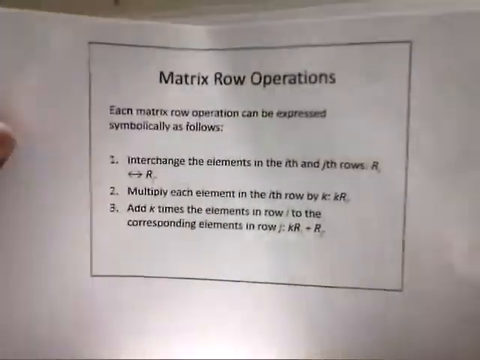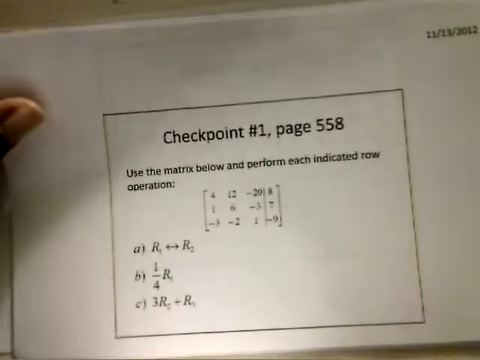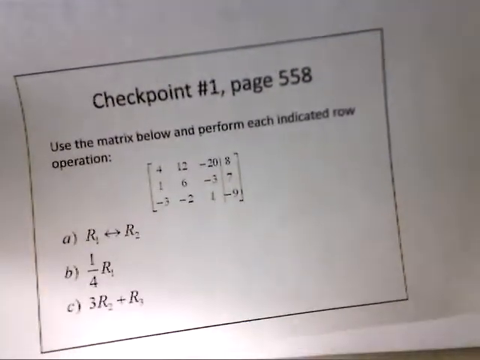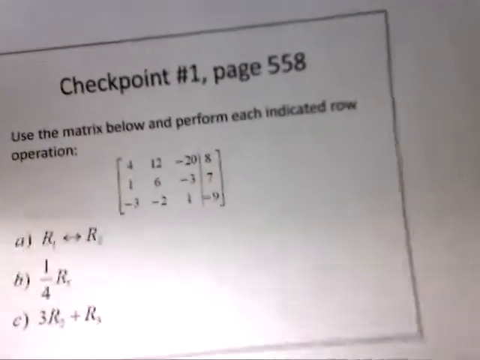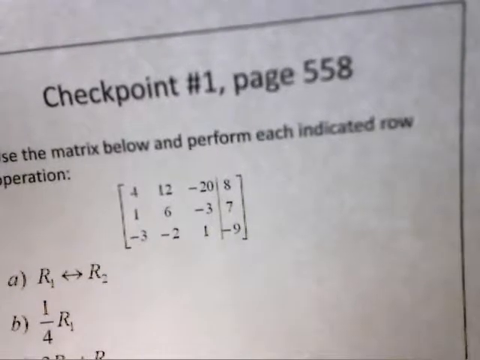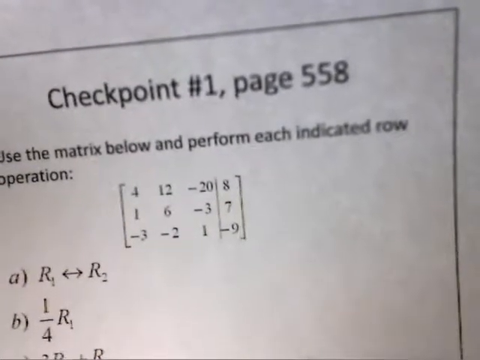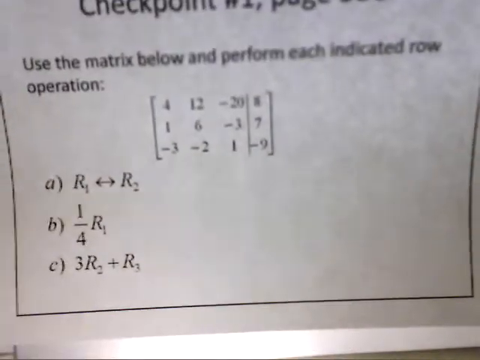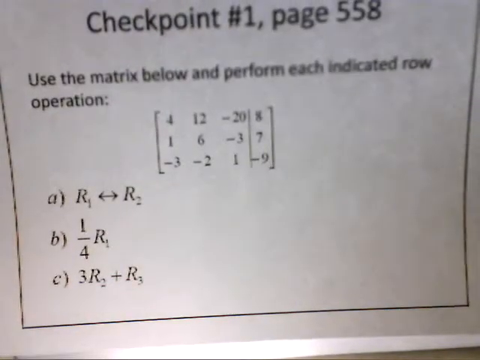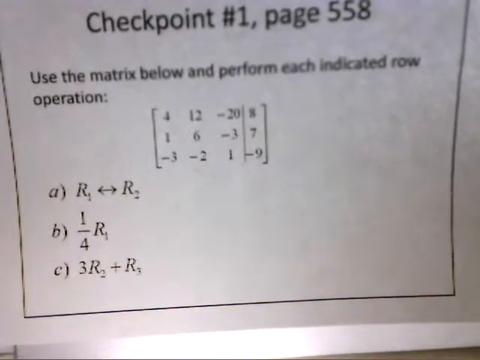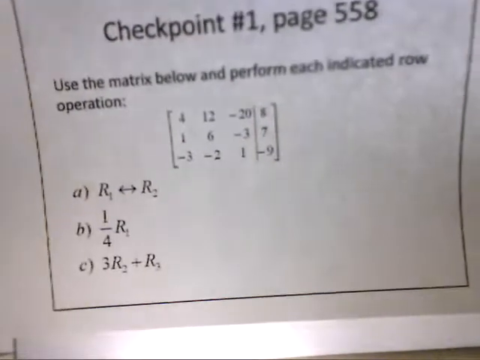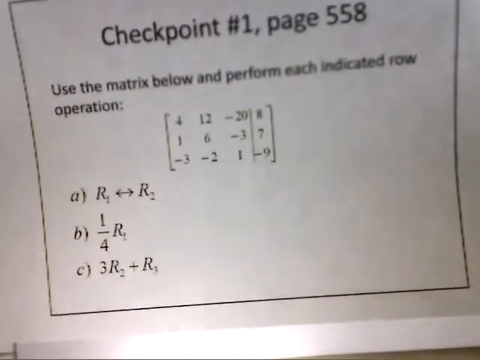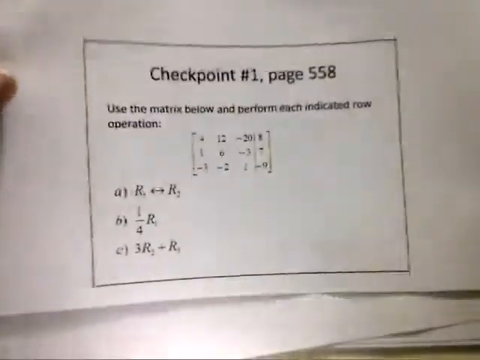Okay. Now let's look at this particular situation here. We're going to use this matrix here to perform each indicated row operation. Okay, so here we got the matrix here: 4, 12, negative 28, 1, 6, negative 3, 7, 3, negative 3, 2, 1, and negative 9. And we're going to perform these operations. We want to interchange row 1 and row 2. And then in part B, take 1/4 of row 1. Part C, take 3 times the second row and add it to row 3. Okay, so we're going to do each one of these one at a time.